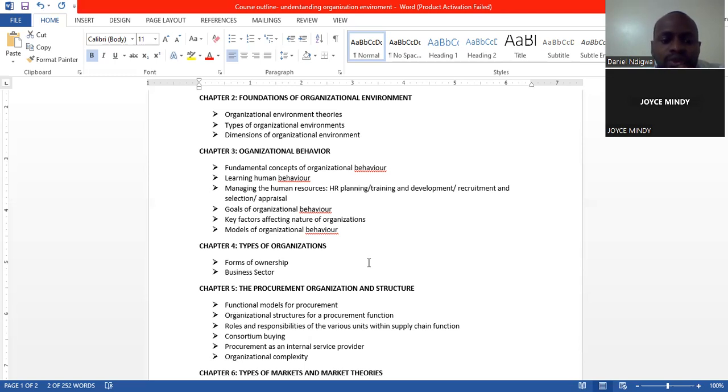Then we shall also look at the various models of organizational behavior. Chapter 4, we'll talk about the types of organization. We have different types of organization. And when we look at these different types of organizations, we are also looking at how they are owned. For example, look at a sole proprietor. A sole proprietor is a business that is owned by an individual.